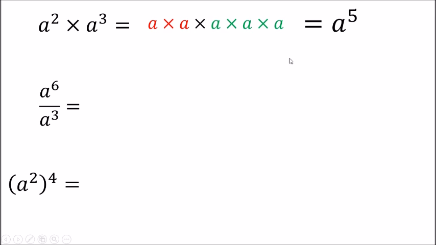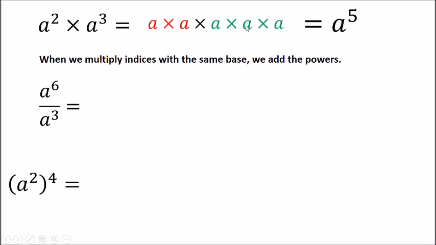But do we remember the quick way to do that? Well, 2 plus 3 makes 5, and that rule is when we multiply indices with the same base, we add the power. So when you're timesing them together, just add those numbers on top.